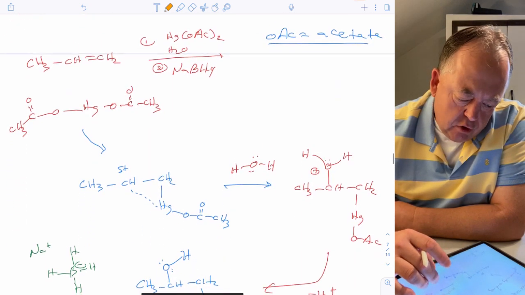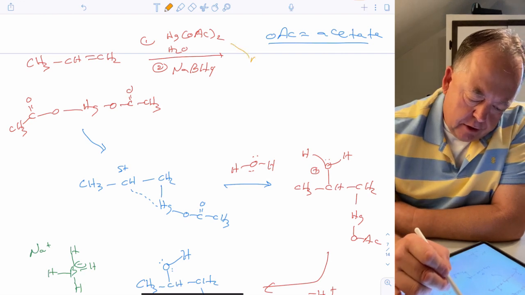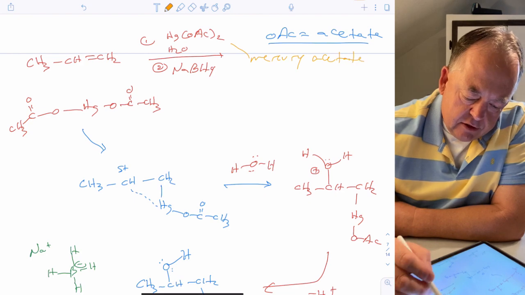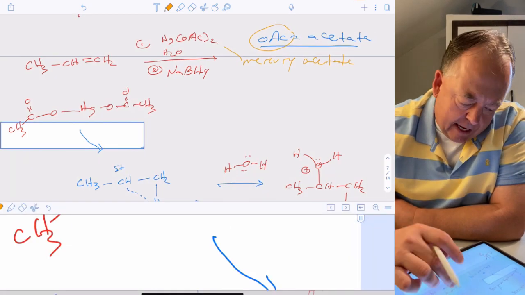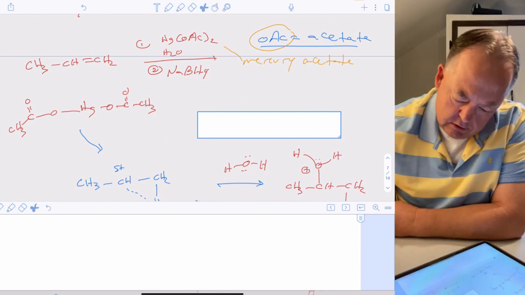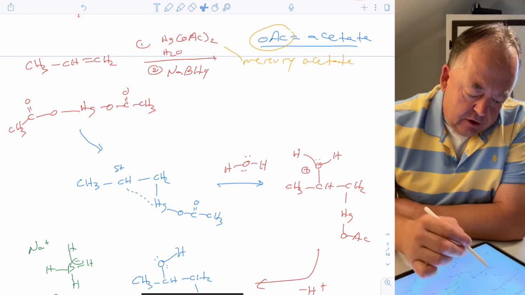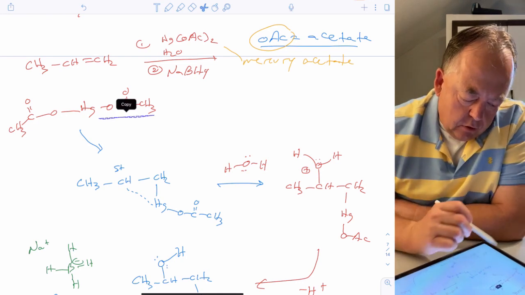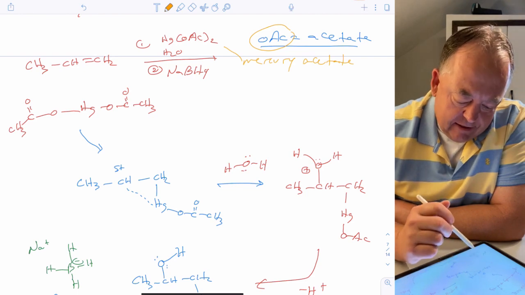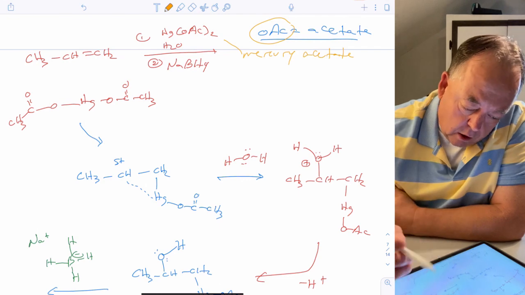Okay, so the other two reactions to add water. So this is what's known as mercury acetate. OAc is acetate, if you remember what acetate is. So this is what acetate looks like. So organic chemistry can get a little bit exotic. So a mercury with two acetates attached, and water is your first step.